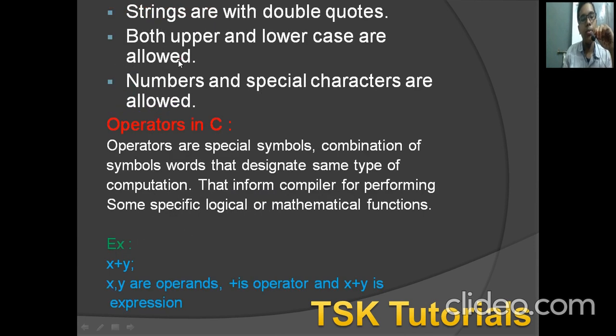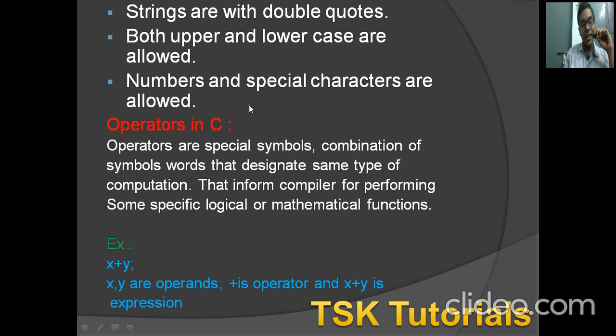Now let's get into what are the limitations or rules that a string constant must follow. Strings are with double quotes. As I told, a character must be in single quotes and strings must be in double quotes. It's mandatory, you must follow this rule. Both upper and lower case are allowed. In a string, both numbers and alphabets are allowed, and both upper and lower case also. Numbers and special characters are allowed. You can use special characters in the strings.